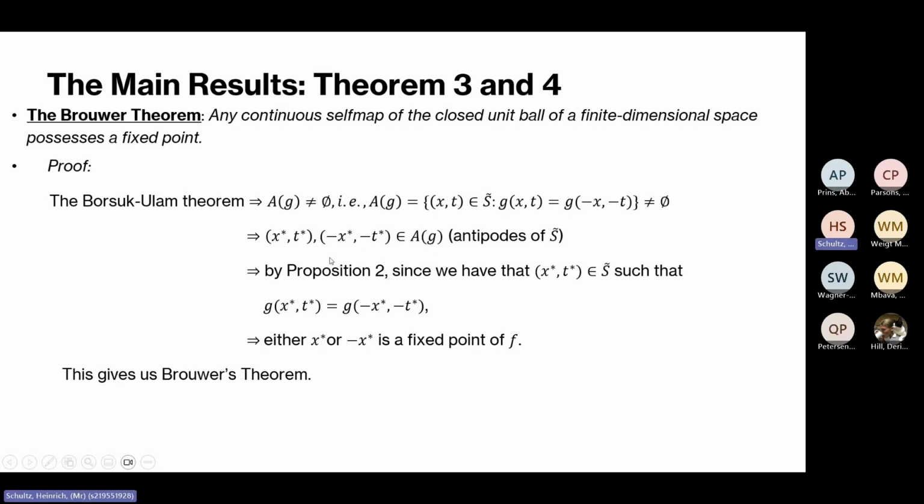And so by Proposition 2, since we have such a point in S tilde, because remember, if (x star, t star) is in AG, then it has to be in S tilde as well. Since we have a point that satisfies this condition, because it's also in the set AG, either x star or negative x star is a fixed point of F. And this gives us Brouwer's theorem.